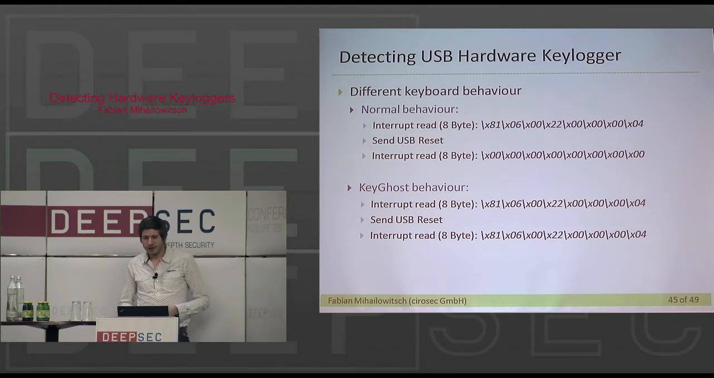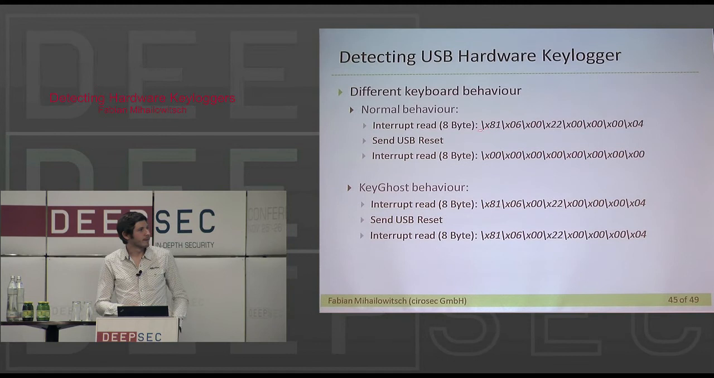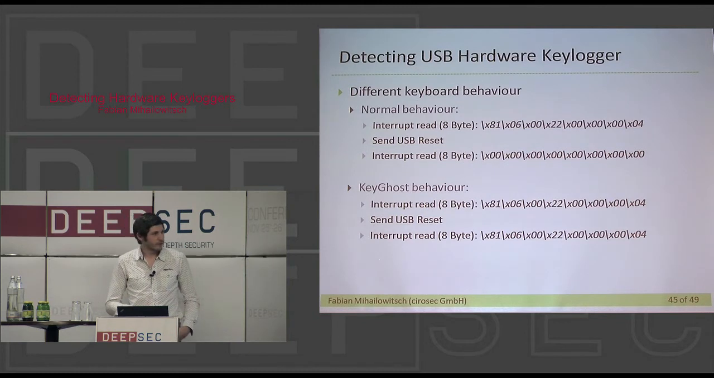Another cool thing I came across is different keyboard behavior. For the key ghost, I do the following: I do an interrupt read on USB. For 8 bytes, I get that data. Then I send a USB reset to that device. And of course, if I do an interrupt read again, all the data is 0. The device has been reset. If the key ghost hardware keylogger is present, I do an interrupt read, and I get the data, like the data we got here. Then I do a USB reset, and I do an interrupt read again. I get the same data, which is quite strange because it should be zeroed right now.